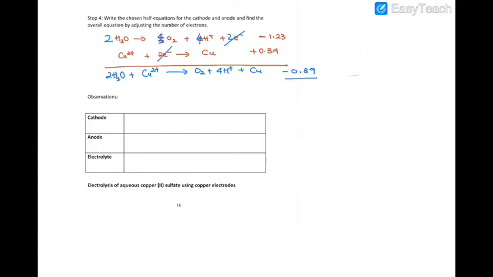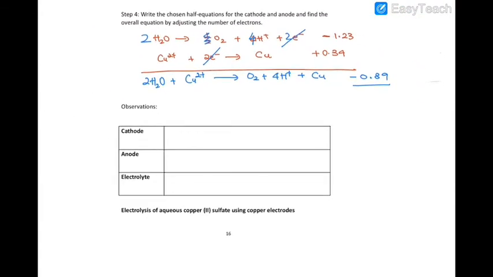Now the observations at the cathode. So at the cathode, you have the formation of copper solid. So you'll have a reddish brown deposit at the cathode. And at the anode, you have the formation of oxygen gas. So you'll see effervescence. And for the electrolyte, because you have Cu2+ that are being used up, we are depleting the electrolyte of Cu2+, therefore the color of the electrolyte will fade from blue to eventually reach colorless.